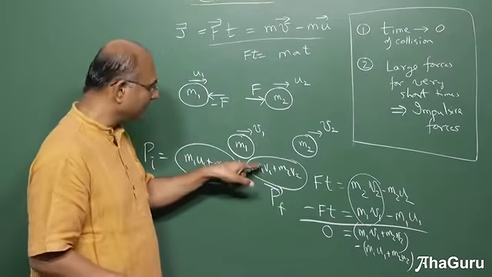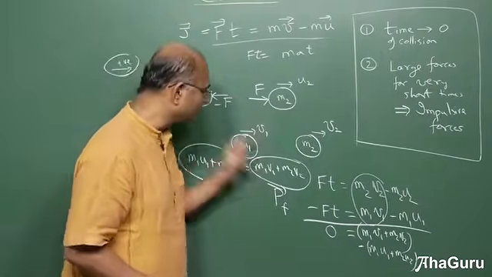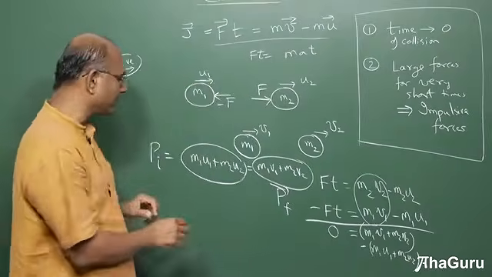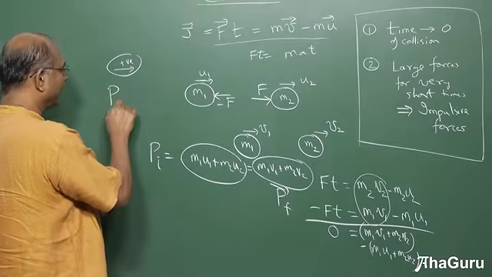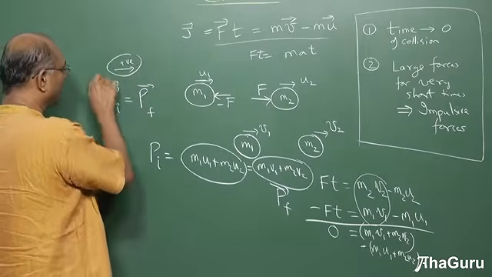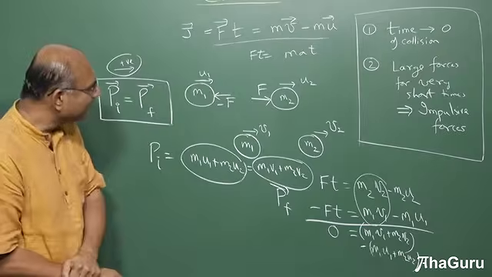V1 is the momentum of this fellow plus M2 V2 is the momentum of that fellow. So this whole thing is the total momentum of the system. This is the total momentum initially of the system. So initial momentum is final momentum. So we can write momentum in the beginning is equal to momentum in the end, total momentum for the whole system. Why is this valid?